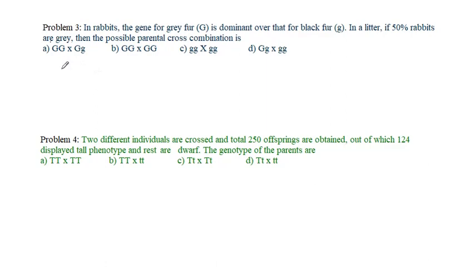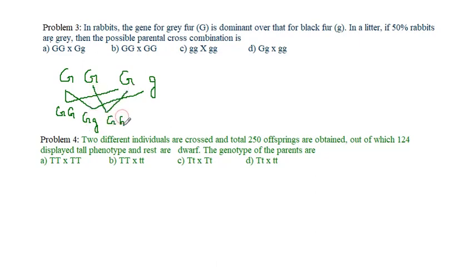In option A, we have capital G, capital G. This means one type of gamete is formed by one of the parents, and capital G and small g, two types of gametes are formed by another parent. Now just cross and check the solution. If capital G is crossed with capital G, we get capital G, capital G. Capital G with small g, we get capital G and small g. Capital G and capital G. Capital G and small g.